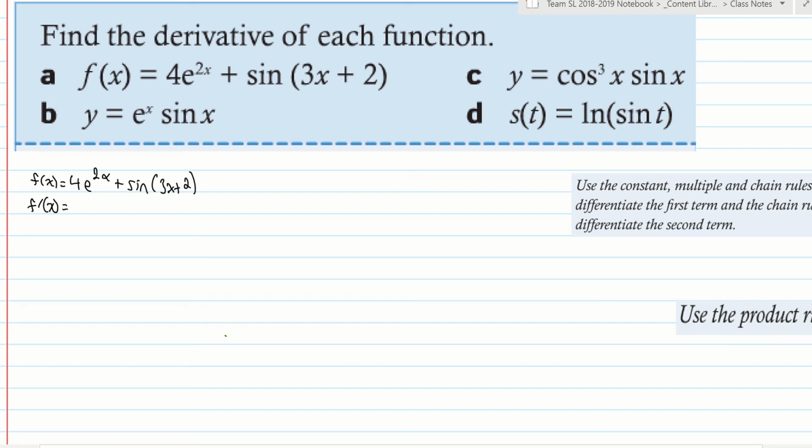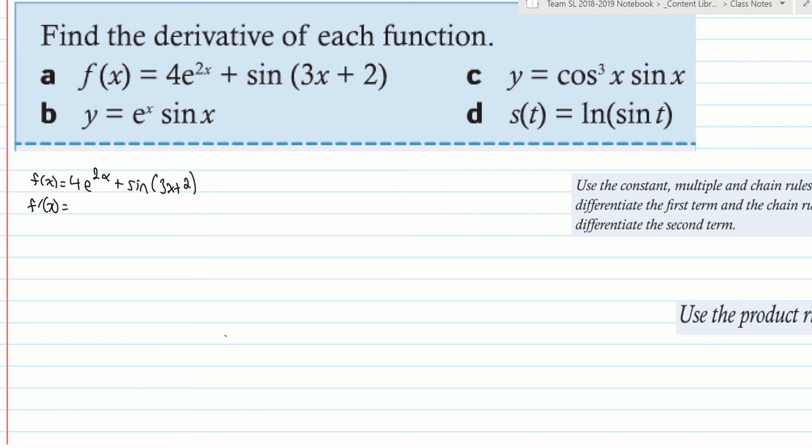Okay, so let's just go ahead and take the derivative. Let's go. So we have f of x equals 4e to the 2x plus sine 3x plus 2. That's part A. All right, let's take the derivative of 4e to the 2x. So derivative of 4 is 0 times e to the 2x is 0.